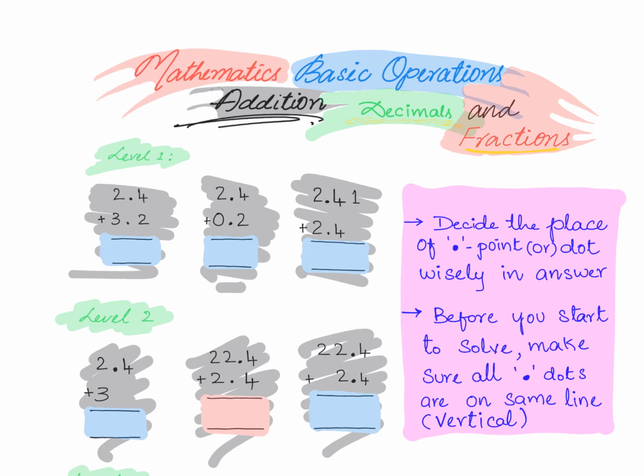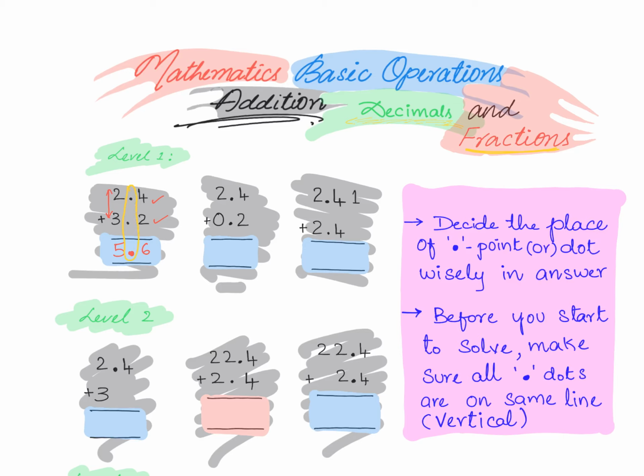2.4 and 3.2 are to be added. The addition of decimals is same as that of addition in integers. Let us start with the addition of last column, that is 4 and 2. So 4 plus 2, it is 6, and coming to the next column, 2 plus 3, it is 5. The only difference is aligning the point. We need to make sure that all the points are falling on the same column.